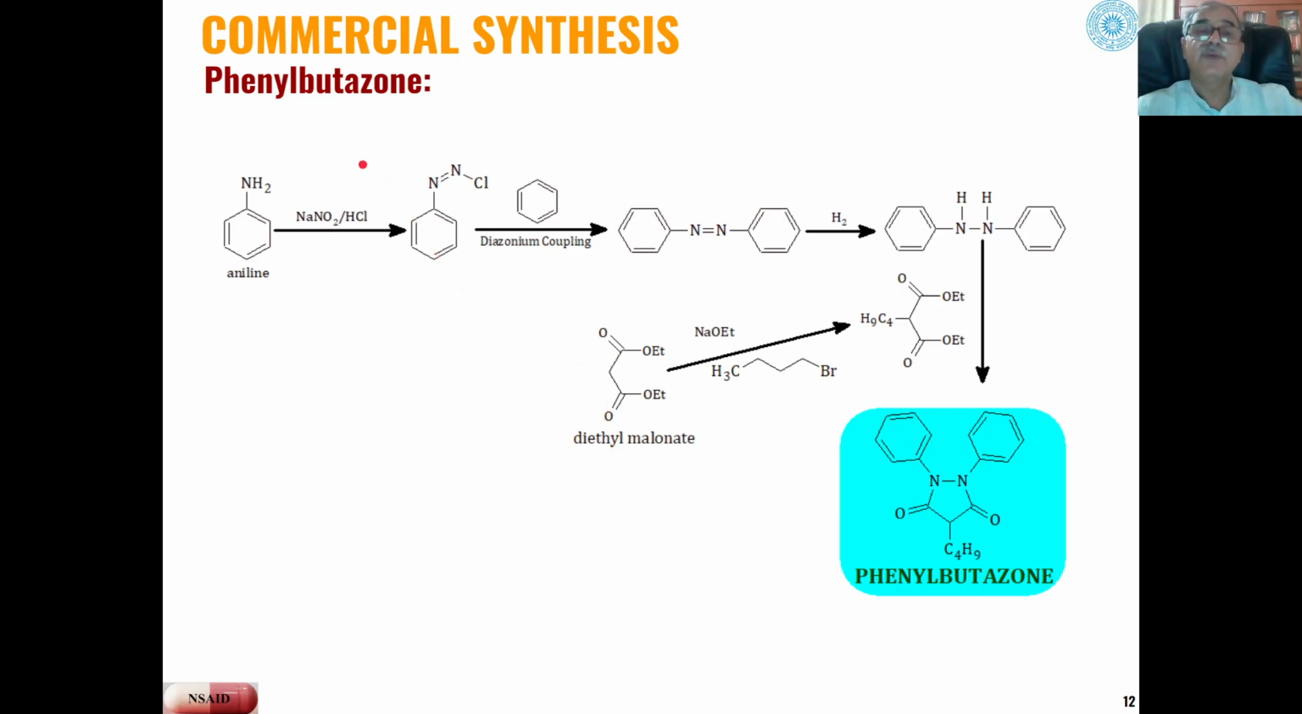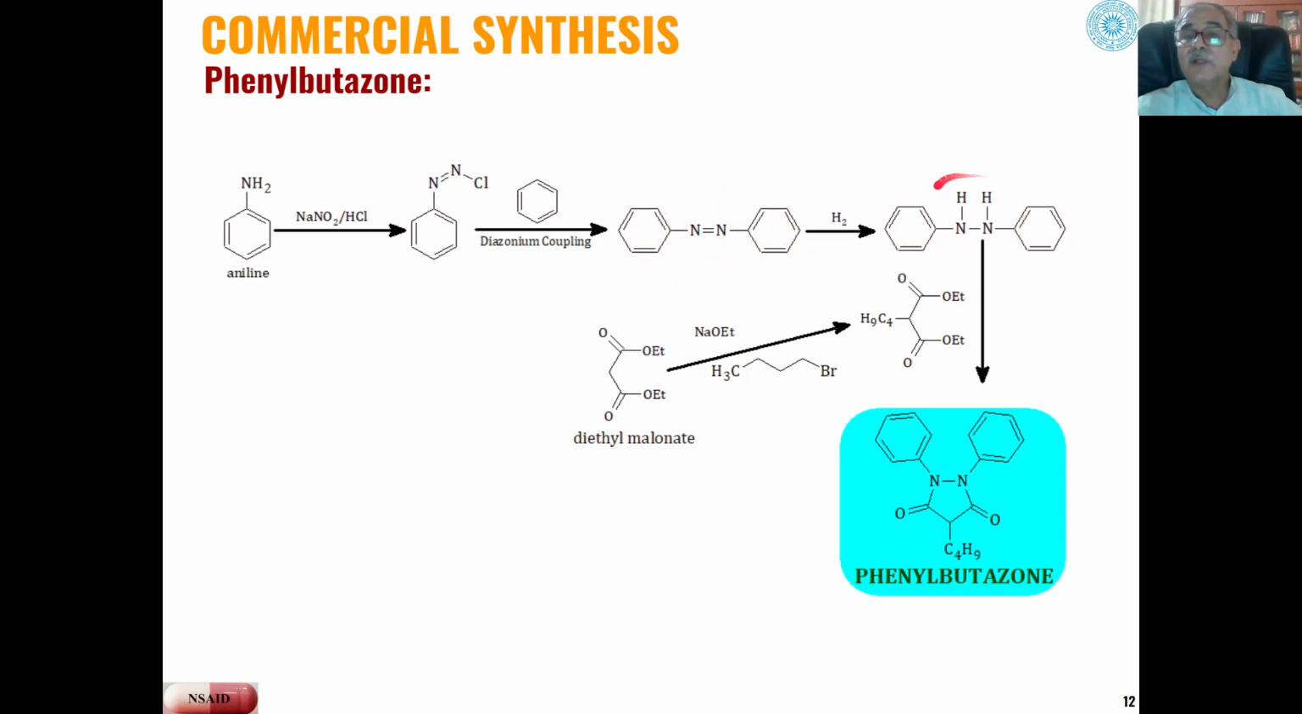Then is phenylbutazone. Phenylbutazone is this type of organic compound, and this is synthesized starting from aniline. When aniline undergoes diazotization reaction in presence of NaNO2 and HCl, this will be converted into phenyl diazonium chloride, and this will undergo then coupling reaction to give you this diazo compound.